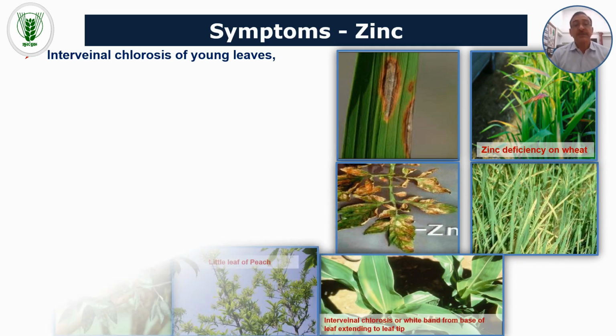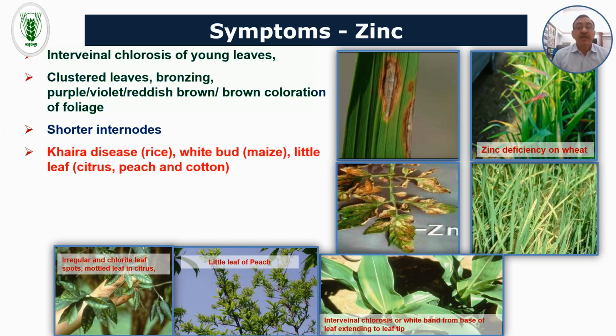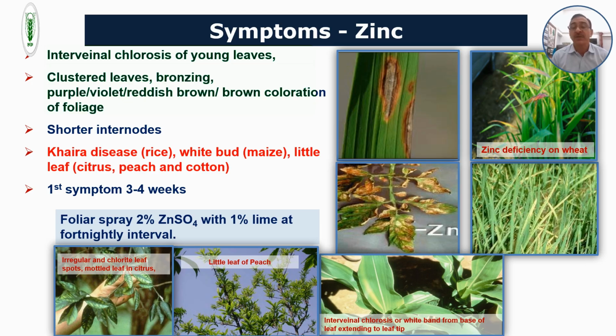Zinc deficiency symptoms: intervenal chlorosis of young leaves, clustered leaves, bronzing, purple, violet, reddish brown, brown coloration of foliage. Different crops, different symptoms. There is no unique symptom of zinc deficiency which can be generalized. Shortened internodes is another one. Khaira disease of rice, white bud in maize, little leaf in citrus, peach and cotton. These are the typical symptoms associated with zinc deficiency, and it can be well managed with the application of zinc sulfate as a 2% spray along with 1% lime at fortnightly intervals.